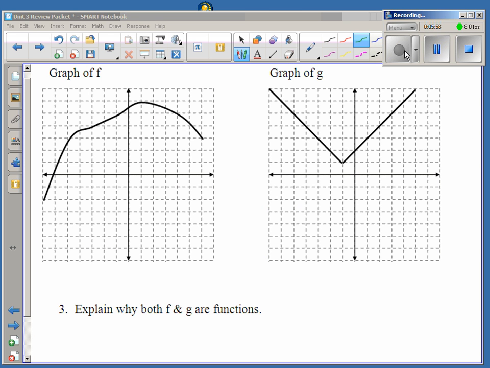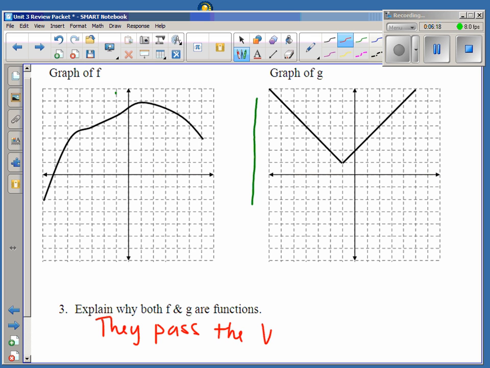All right, the last question on this page just asks, explain why f and g are functions, and all you should be talking about is the vertical line test. So if I take a vertical line here, this one passes the vertical line test, and this one passes the vertical line test. So explain why they're functions. My simple explanation would be they pass the vertical line test, VLT.